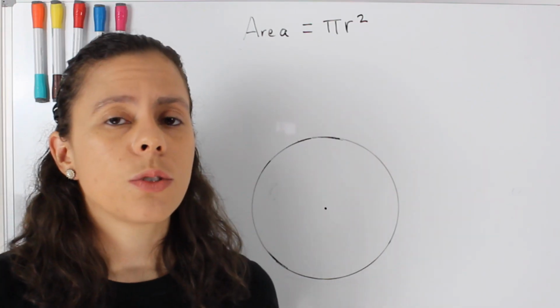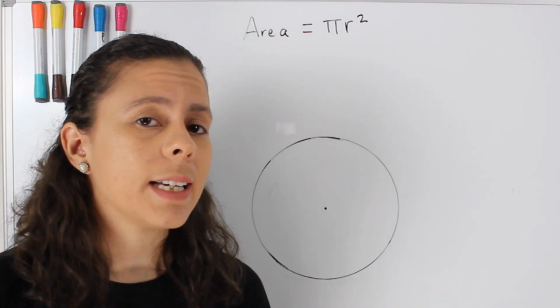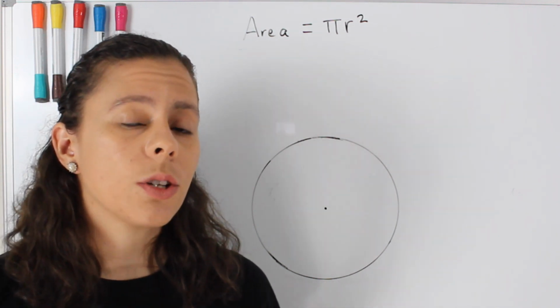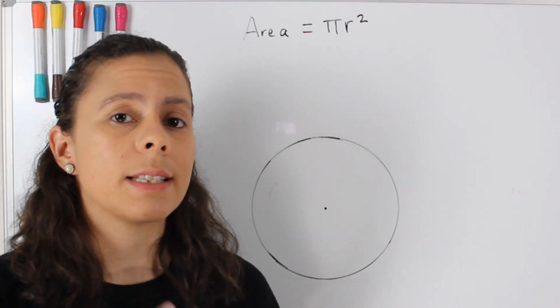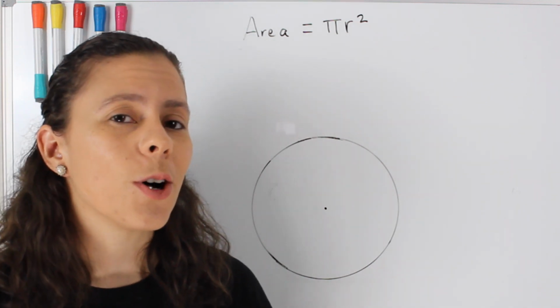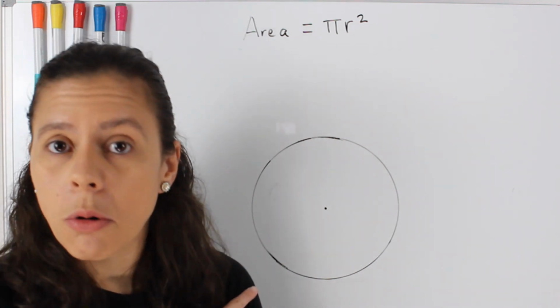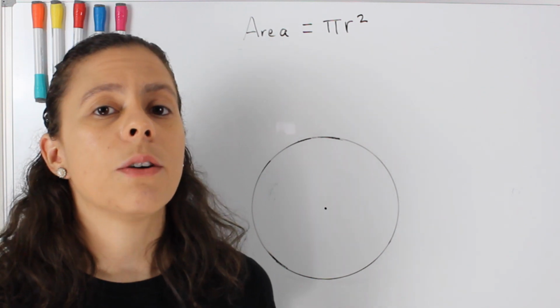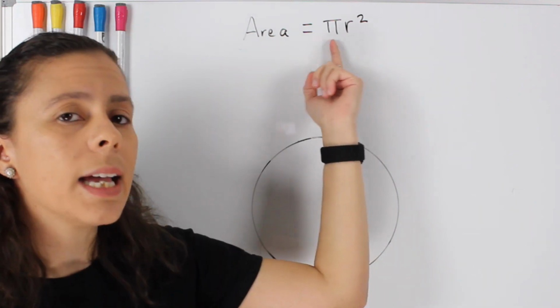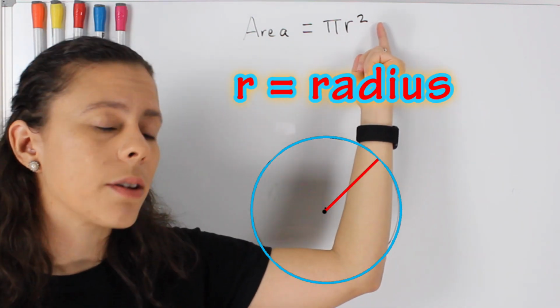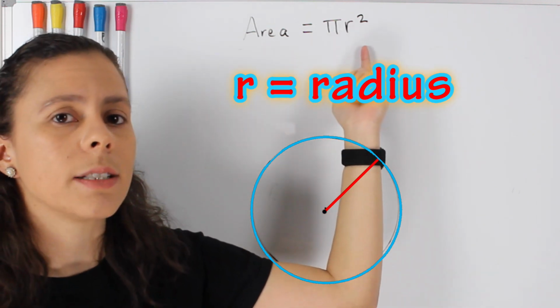So in the previous videos, we saw how to find the area of a rectangle and a triangle. And we talked about how you just multiply the base times the height. Now, when it comes to a circle, they do not have a base or a height. So the formula for finding the area of a circle is going to be pi times r squared, meaning this is pi times r times r.